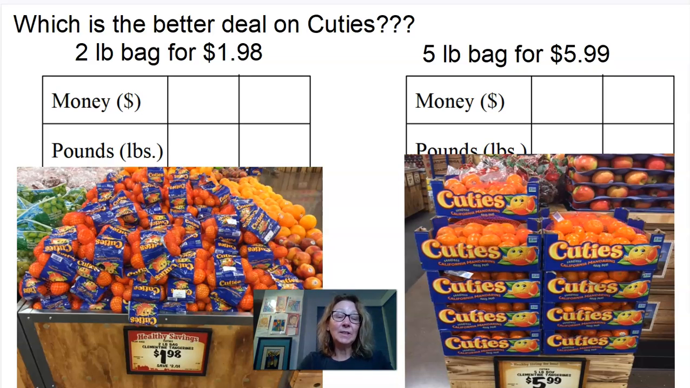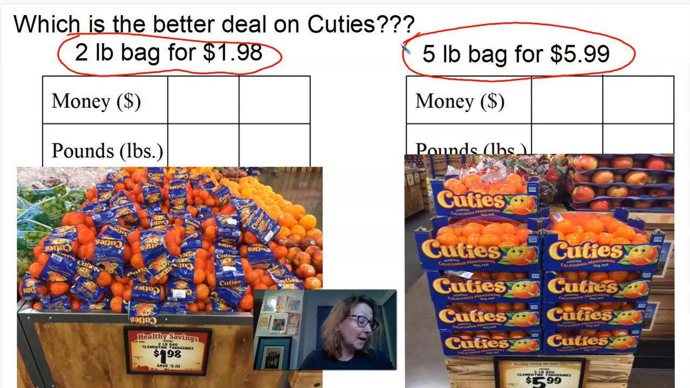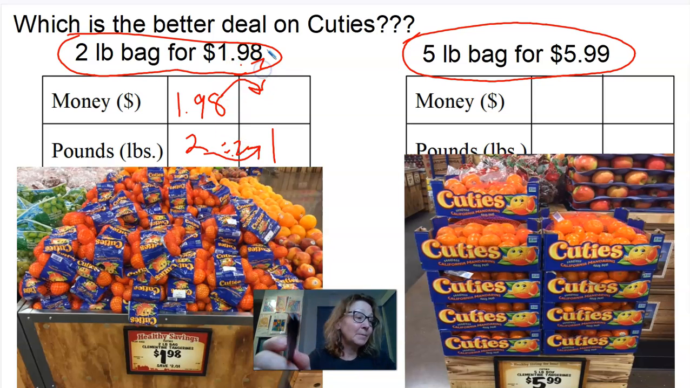Okay, so now let's look at using ratio tables to figure out what a better deal is. Notice you've got a 2-pound bag for $1.98. You've got a 5-pound bag for $5.99. So I start with a table of $1.98 per 2 pounds. And then I want to know how much it costs for 1 pound. So I divide by 2, right? This is the division pattern of dividing by 2. And I divide by 2, and I get 0.99. So it's dollars per 1 pound.